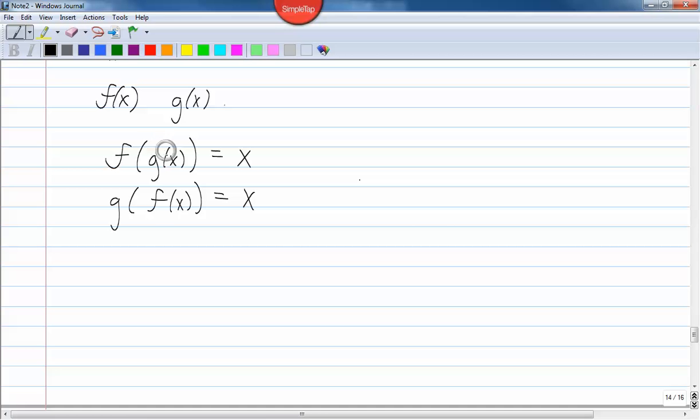Alright, so you may also see this written as f of g of x and g of f of x. That's called composite functions or composition of functions. So when you find the composition of the two functions by saying f of g of x and g of f of x, and it just equals x, it's not that they equal the same thing, it's that they both equal x to the first power, then the two functions are inverses of each other.